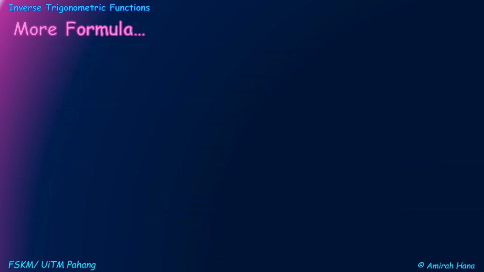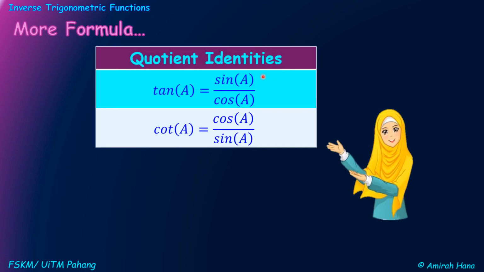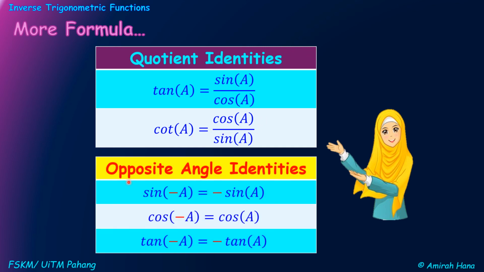More formulas. Quotient identities: tangent A equals sin A over cos A, and cot A equals cos A over sin A. And the last one, opposite angle identities: sin negative A equals negative sin A, cos negative A equals positive cos A, and tangent negative A equals negative tangent A.